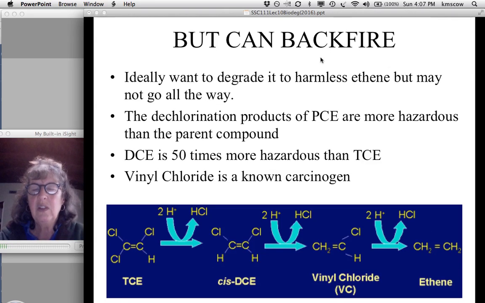It can backfire on you, and there's actually a number of organisms that take it this far to vinyl chloride, and then it's no longer energetically as favorable to use. And vinyl chloride is a known carcinogen. Trichloroethylene is a suspected one, but we know that vinyl chloride is a human carcinogen. So if you end up with the reaction sort of ending here because the organism can't take it all the way, then you end up with a much worse problem than you started with. So something that has to be watched, and it's one of the reasons that bioremediation is sometimes not very popular with people, because they're afraid of situations like this.